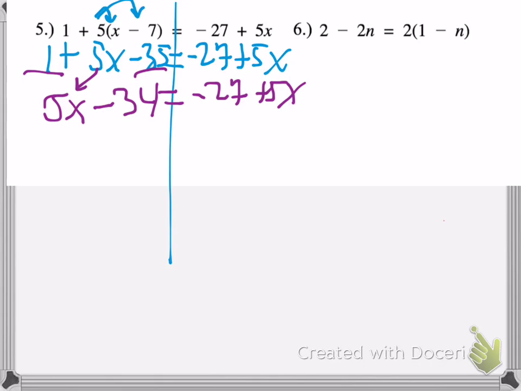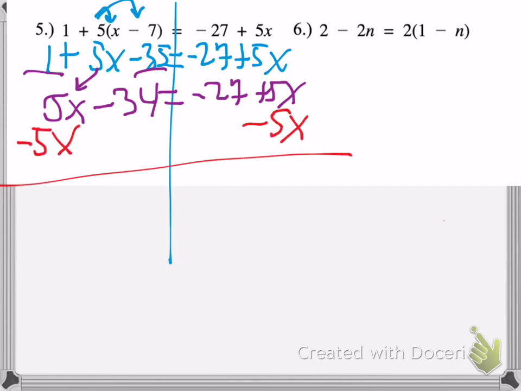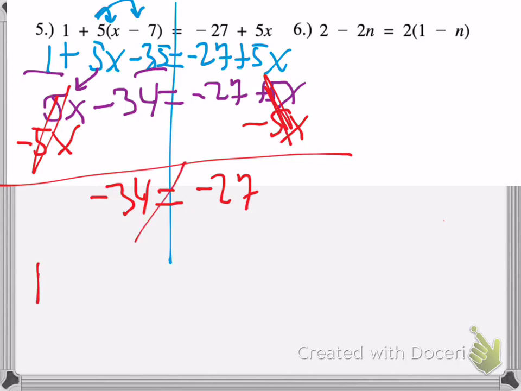I've got to deal with my variables first, of course, to get them all on the same side. So I'm going to subtract 5x from the left and 5x from the right. 5x minus 5x is 0x. That's gone. We have negative 34 equals negative 27. 5x minus 5x cancels. That gives me 0. It's gone. We do not have an equality, so this is no solution.